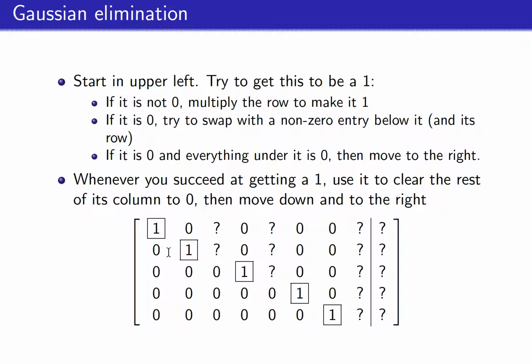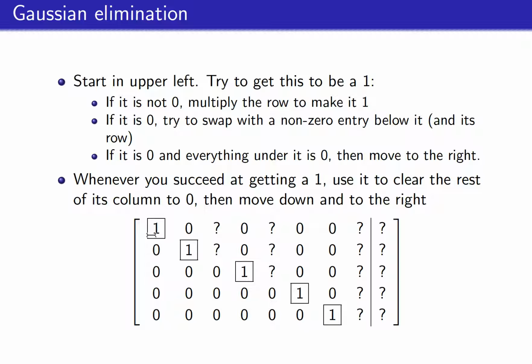And the idea is we start in the upper left. The goal is to turn this into a 1. And depending on what's here, will determine how we do that. If it is not 0, for instance, if this is a 5, I'm going to multiply this whole thing by 1/5. That's what this says. I'm going to multiply this row to make it a 1. The only time this fails is if this is a 0. But let's say it succeeded in this case. Let's say this was a 5. I multiplied through with 1/5, and I succeeded in getting a 1. I'm going to use it to clear the rest of its column to 0 using operations of type 3. And all of these will now be zeros.